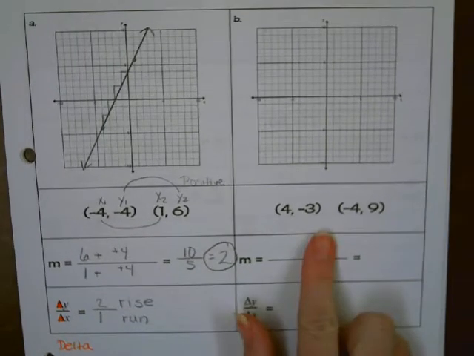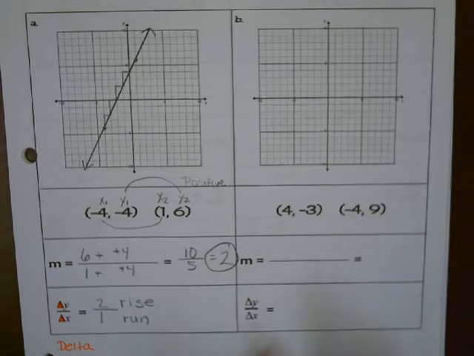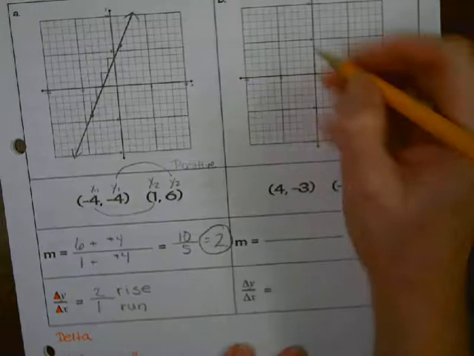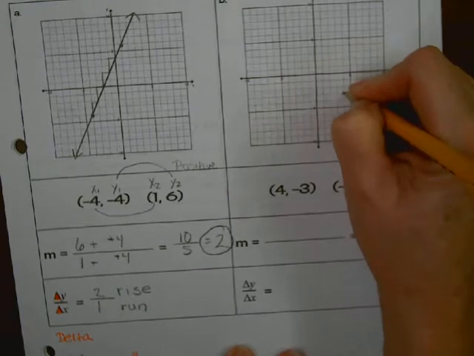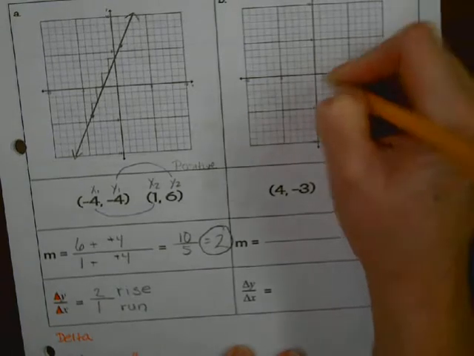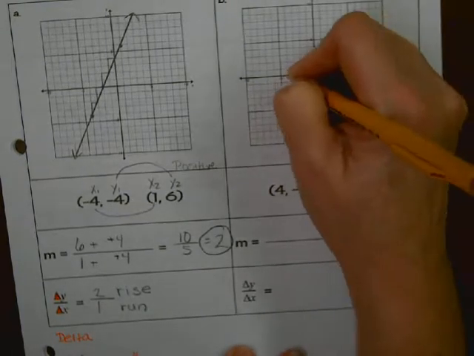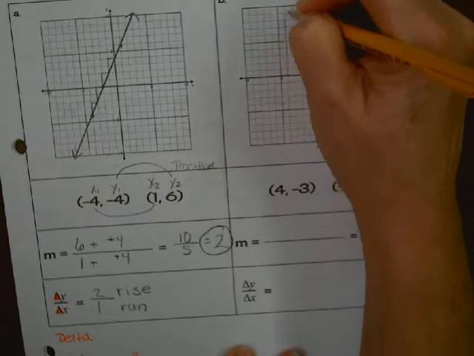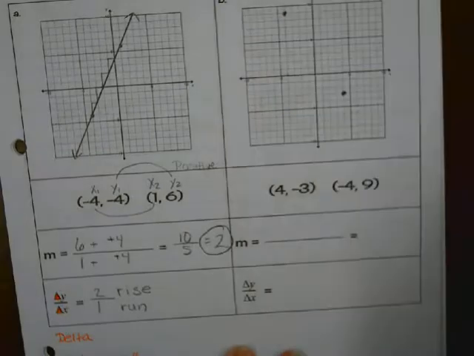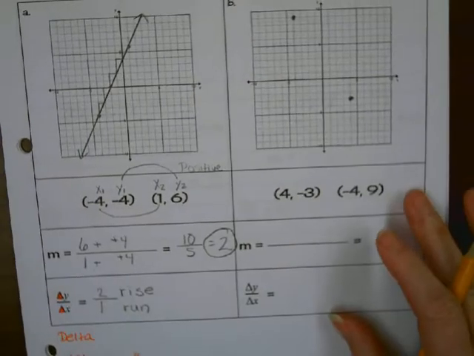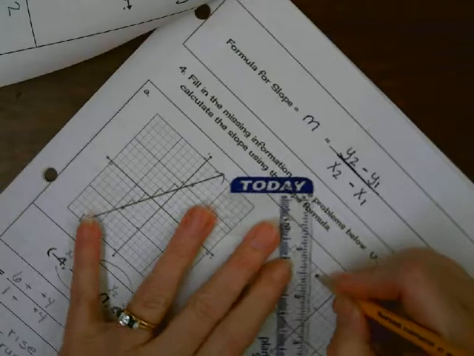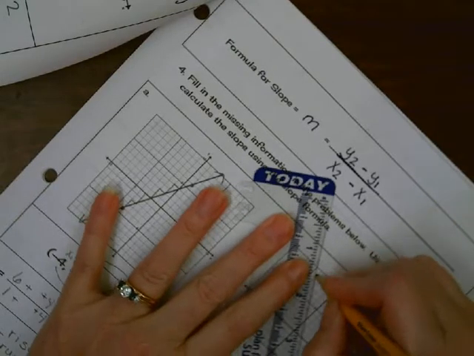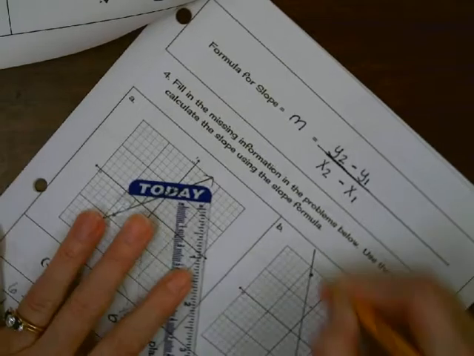Let's see what kind of line I get on this one. Over 4, down 3, and backwards 4, up 9. Looks like I've got a negative slope coming. All right, let's see what I get.